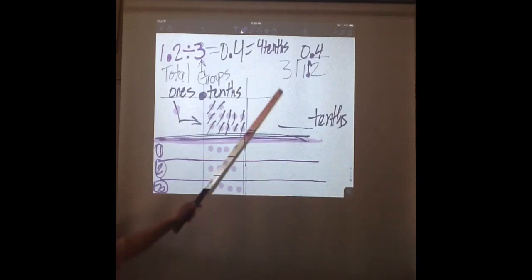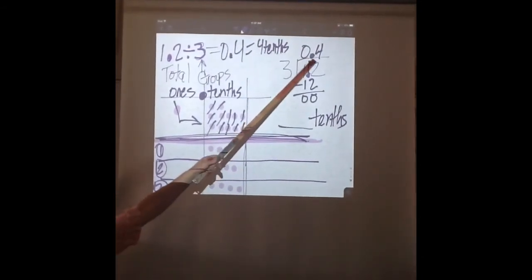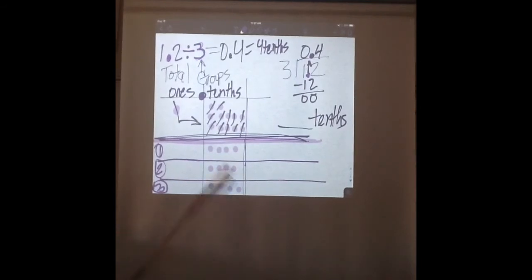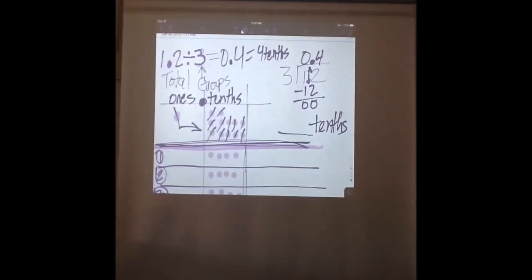So now, 3 times 4 is 12. Subtract it all out. And as you can see, I have 4 tenths. Does that make sense? Yeah. Okay? All right. Keep practicing this, and I think you'll understand it. But you do have to practice, okay? So pause it, write it down, practice it, do whatever you have to do. I love math.